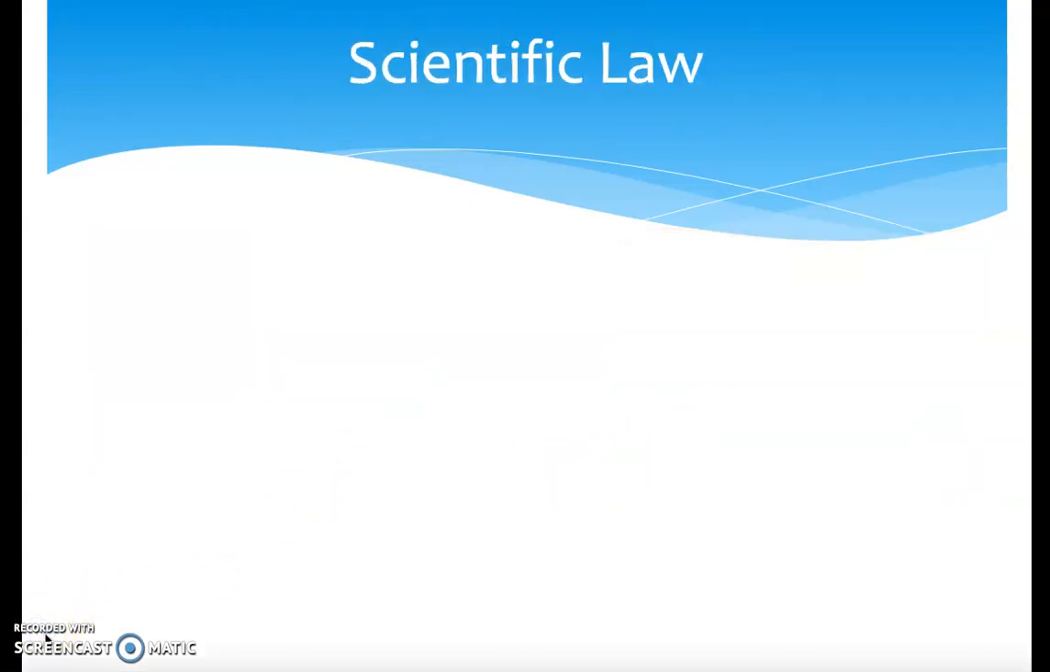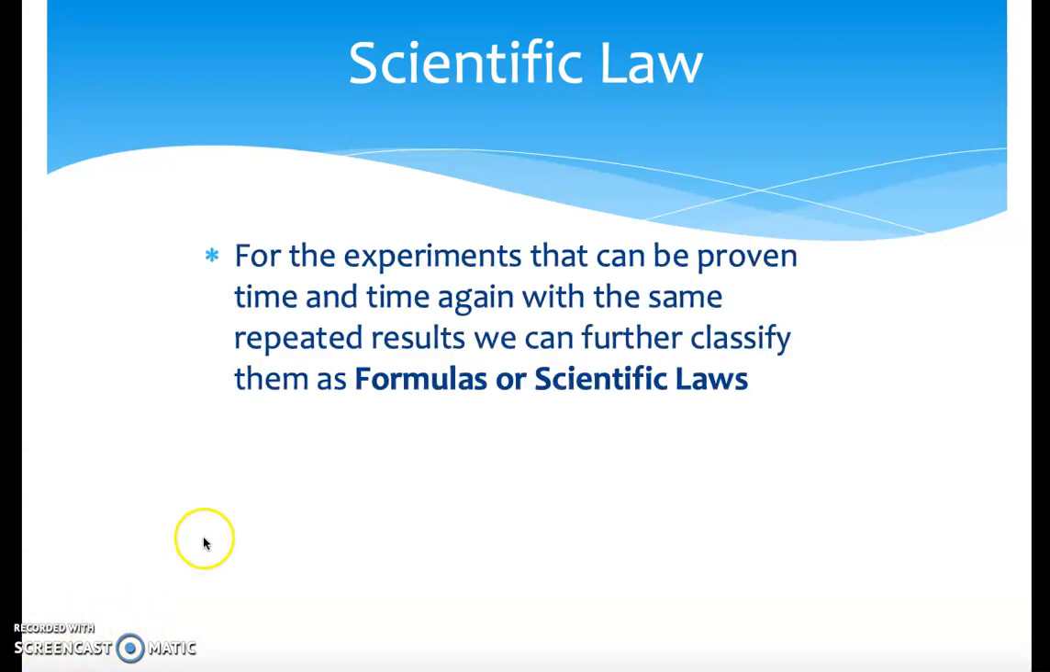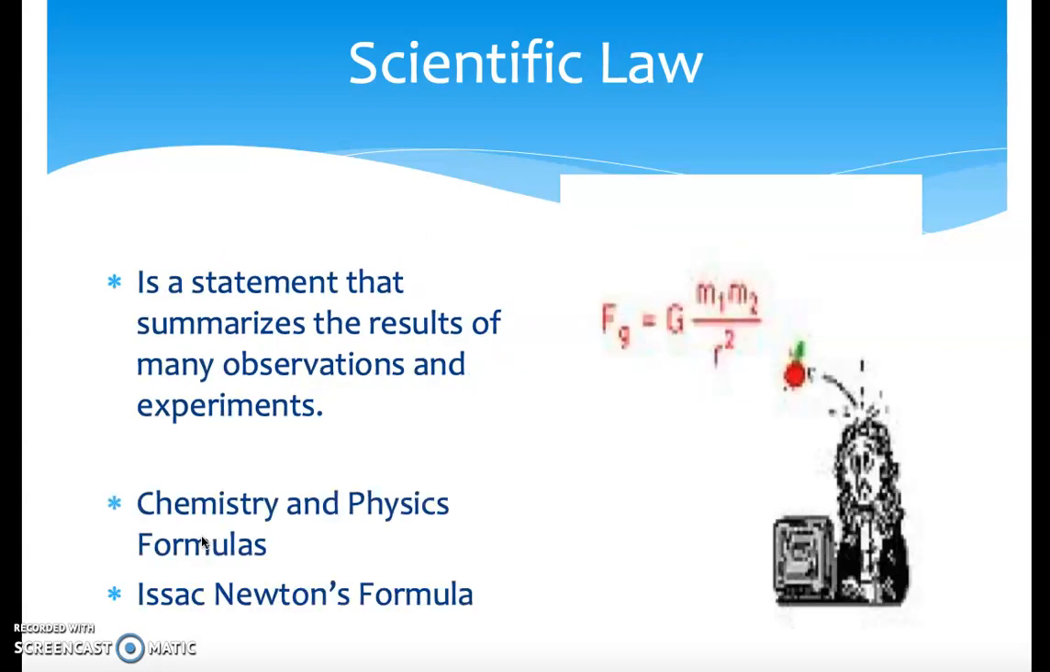The last part of the scientific method is the scientific law. Now, what is a scientific law? Let's talk about this. For the experiments that can be proven time and time again with the same repeated results, we can further classify them as formulas or scientific laws. If you notice something happening time and time again, you can create a formula, and a scientific law can be established. A scientific law is a statement that summarizes the results of many observations and experiments.